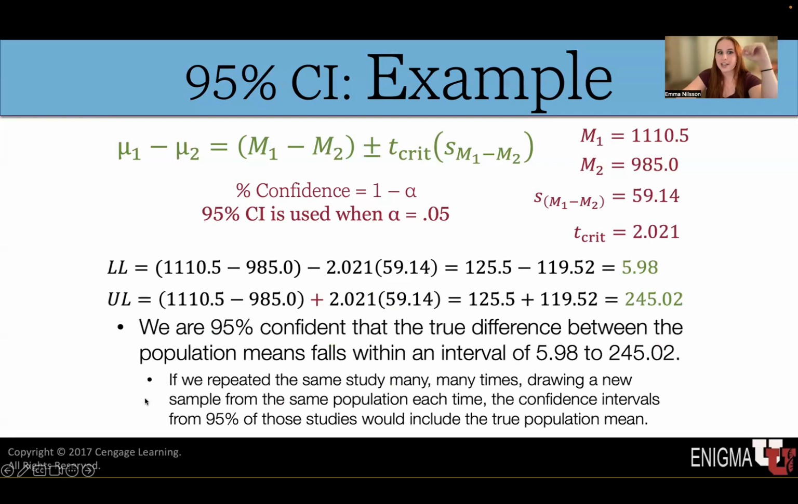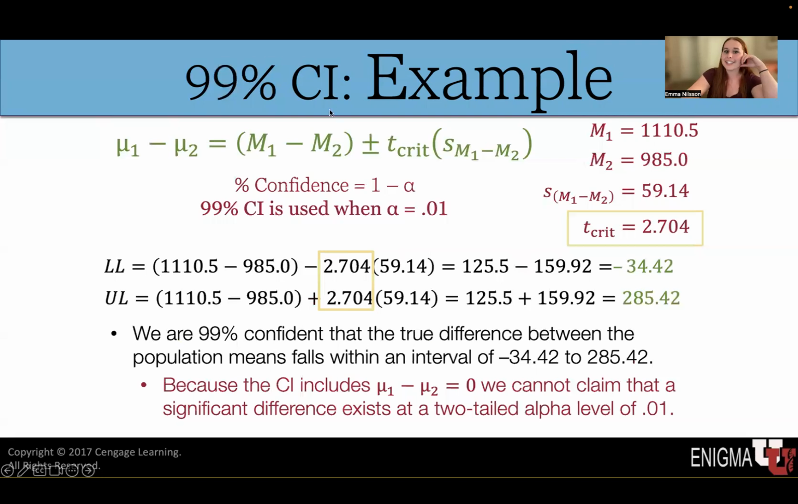In other words, if we repeated the same study many, many times, drawing a new sample from the population every time, the confidence intervals from 95% of those studies would include the true population mean. Now let's look at what happens if we were to get a 99% confidence interval.